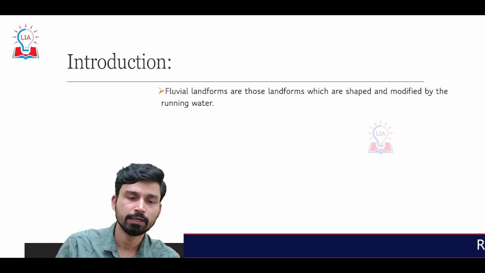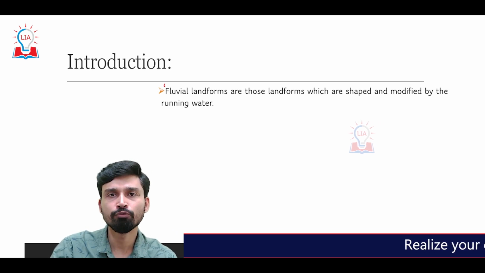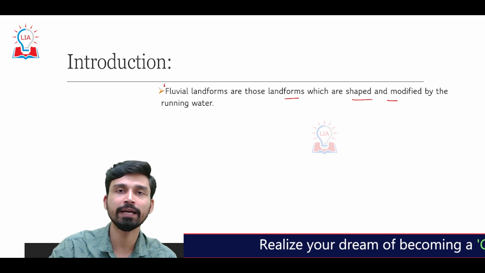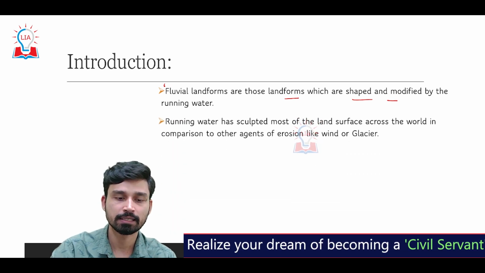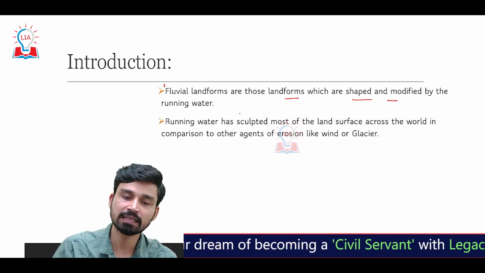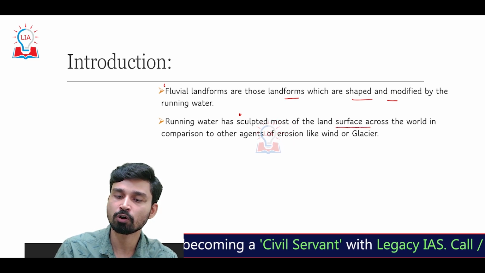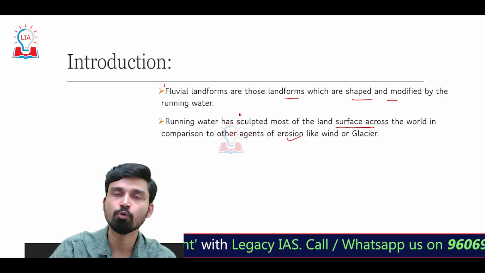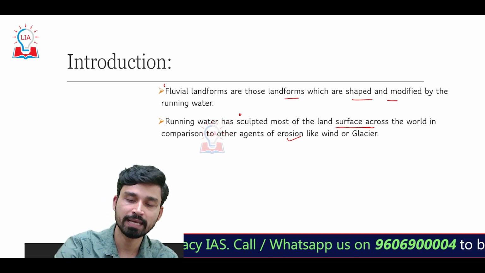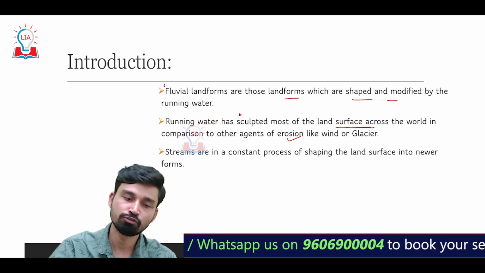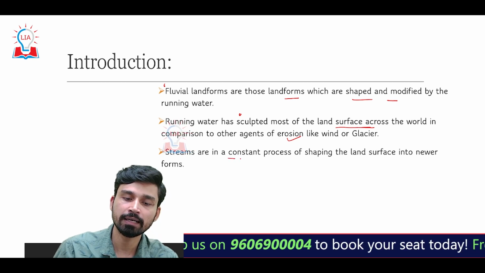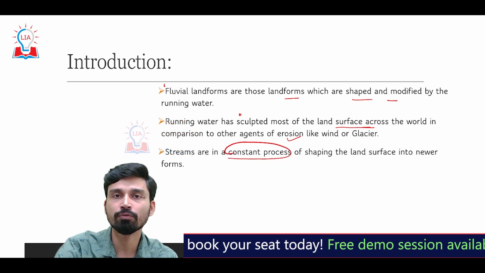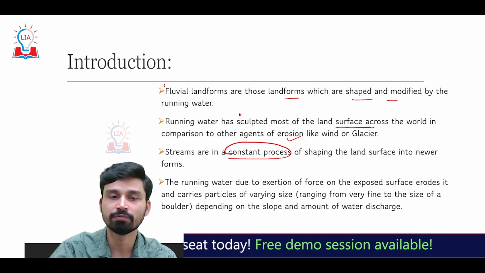In simple terms, we can define fluvial landforms as those landforms which are shaped and modified by running water, such as river water. Running water has sculpted most of the land surface across the world today in comparison to other agents of erosion such as the movement of winds and the movement of glaciers or ice sheets. Streams, in simple terms, are in a constant process of shaping the land surface into newer, diverse, and various different forms.